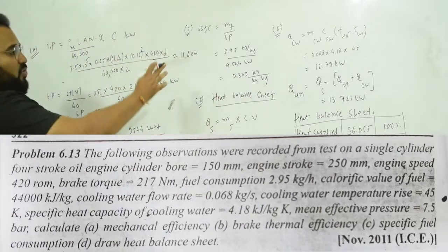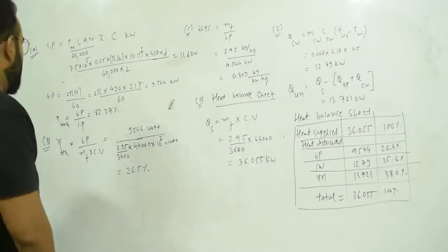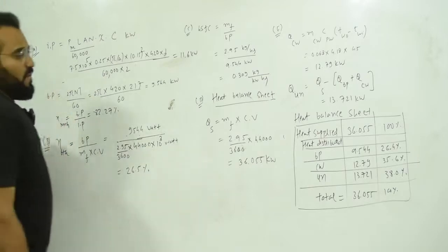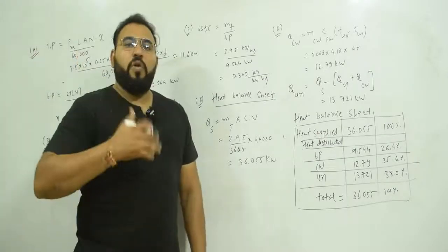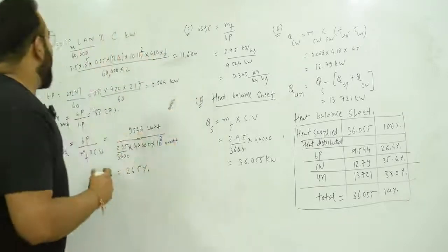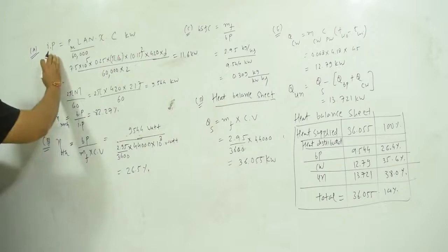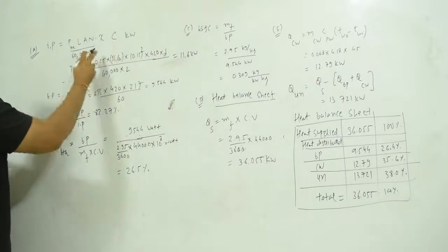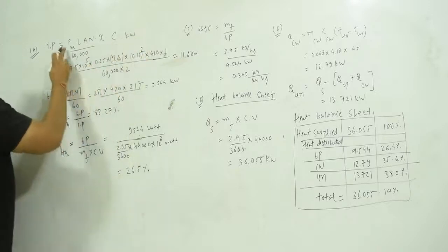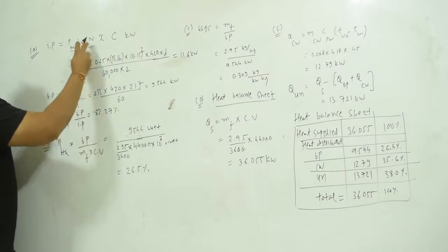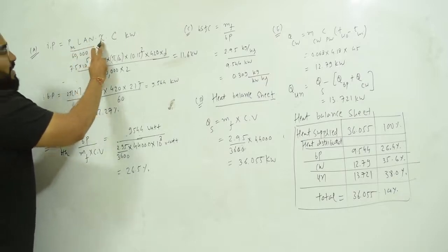So here we have to draw the heat balance sheet, and I am going to take all the data in terms of kilowatt. So first, what are we going to do? In this kind of problem where you have to draw a heat balance sheet on the basis of indicating power, first let us find the indicating power. The formula of indicating power is mean effective pressure times L times A times N times X times C upon 60,000 kilowatt. Here Pm is mean effective pressure, L is length of stroke, A is area, and N is RPM.